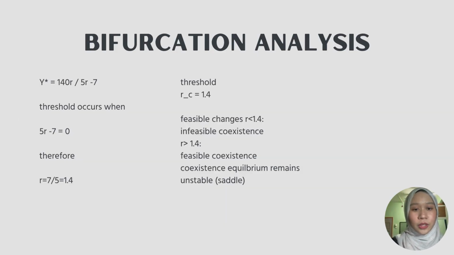Next, we verify the numerical threshold analytically. Solving the equilibrium equation gives the expression Y star equal to 140R over 5R minus 7. The denominator becomes 0 when 5R minus 7 equals 0, which gives the exact threshold, R equal to 7 over 5, which is also equal to 1.4. This agrees perfectly with the numerical bifurcation diagram, confirming the correctness of the numerical analysis.